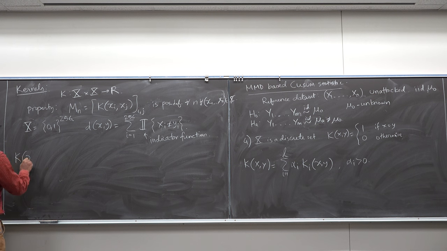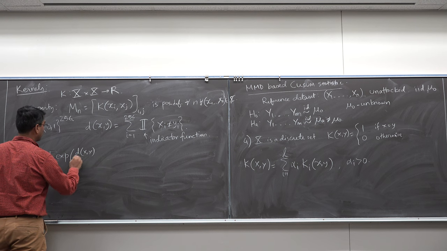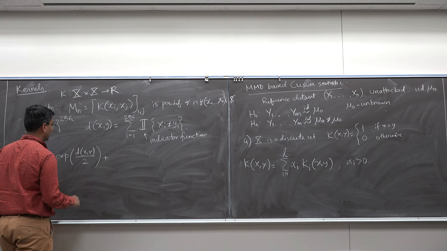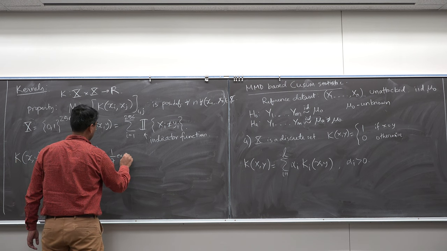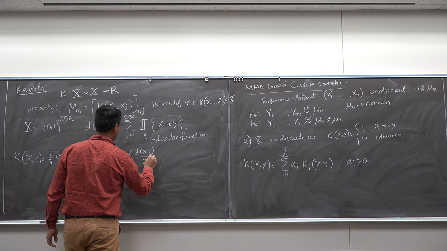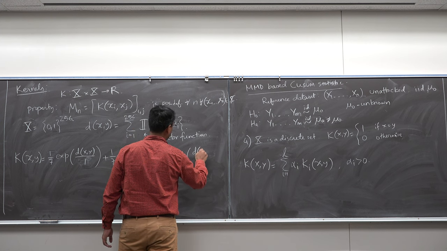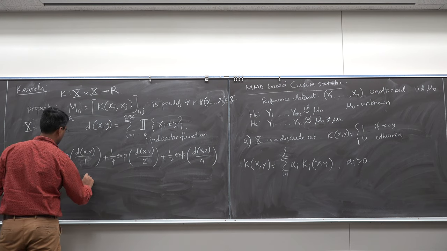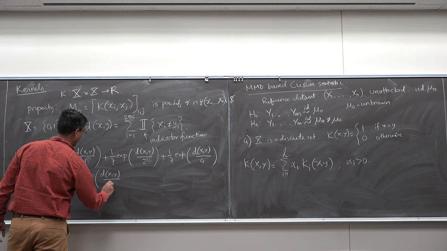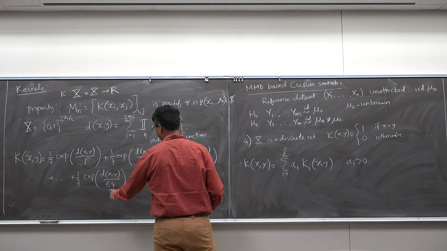So the way we constructed the kernel function is 1 over 7 exp of d(x,y), plus 1 over 7 exp of d(x,y) over 2, plus 1 over 7 exp of d(x,y) over 4, and so on, up to 64. That is 2 raised to 0, 2 raised to 1, 2 raised to 2, all the way up to 2 raised to 6.